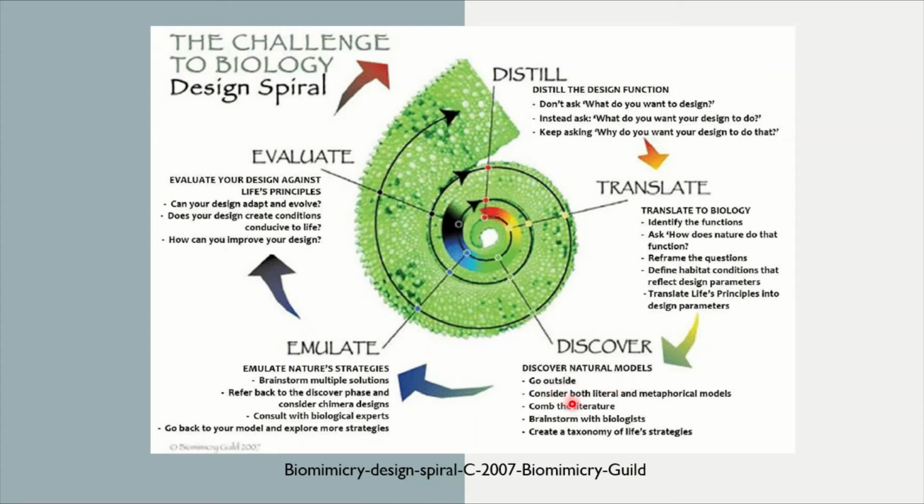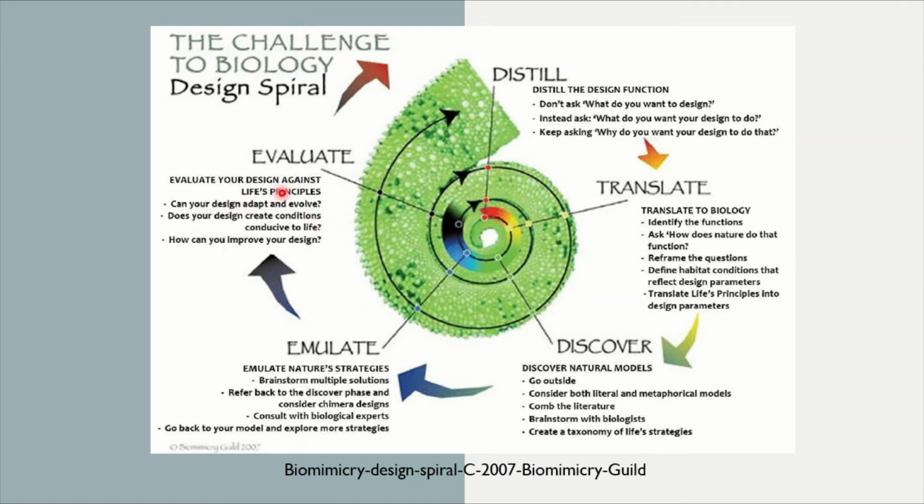Go outside, survey, and consider both literal and metaphorical models. Comb through literature, brainstorm even with experts and biologists, and create a taxonomy of life strategies. Emulate nature's strategies and brainstorm multiple solutions. Now see what strategies and solutions you can get. Refer back to the discover phase, and of course consider chimera designs. Then consult biological experts again. Go back to your model and explore as many strategies as possible so that you can have a refined design.